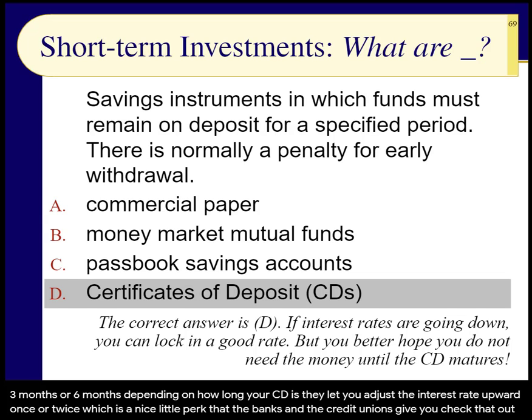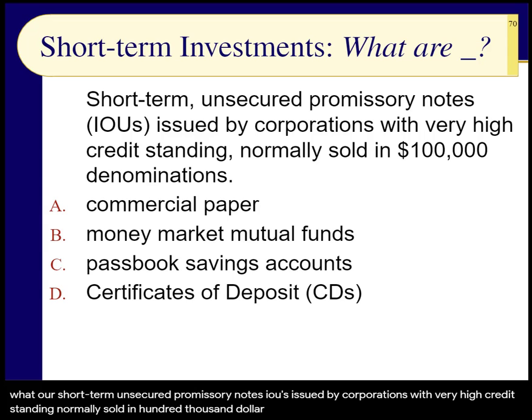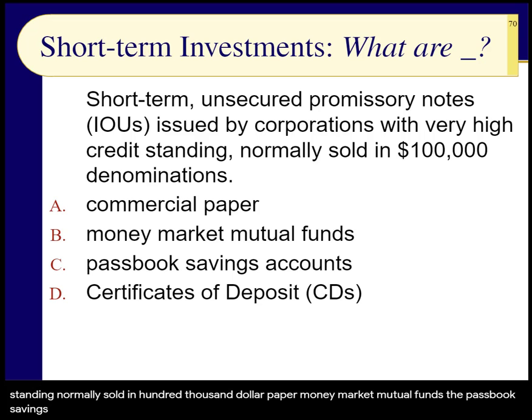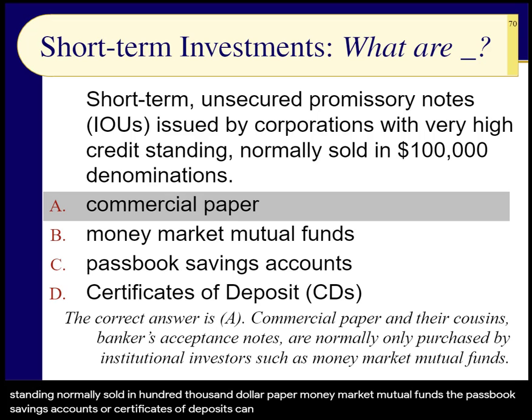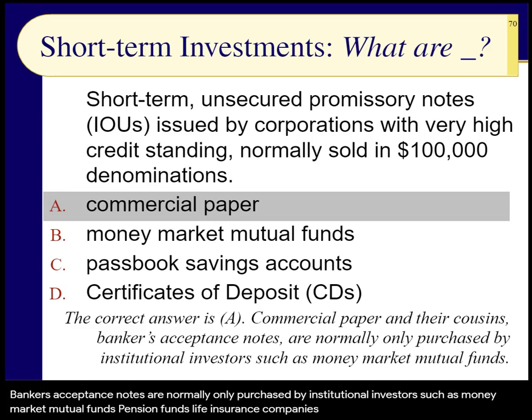Check that out. What are short-term unsecured promissory notes, IOUs, issued by corporations with very high credit standing, normally sold in $100,000 denominations? Commercial paper, money market mutual funds, passbook savings accounts, or certificates of deposit? Commercial paper. Commercial paper and their cousins, bankers' acceptance notes, are normally only purchased by institutional investors such as money market mutual funds, pension funds, life insurance companies, and the like.